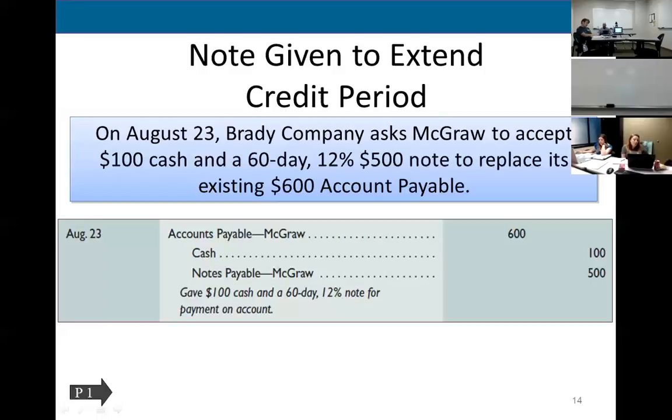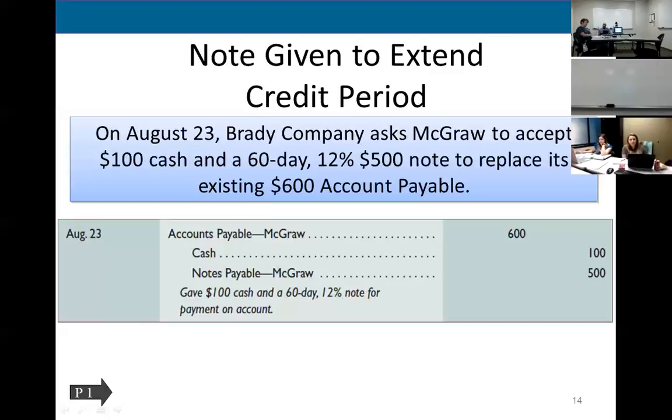Remember I said you could find this. A company might purchase merchandise on credit. Okay, that's going to be the accounts payable. But often find the need to extend that credit period. There could be a cash flow disruption. There could be a cash flow slowdown. This is how it's done. So they're signing a note to replace the accounts payable. They need more time to pay it.